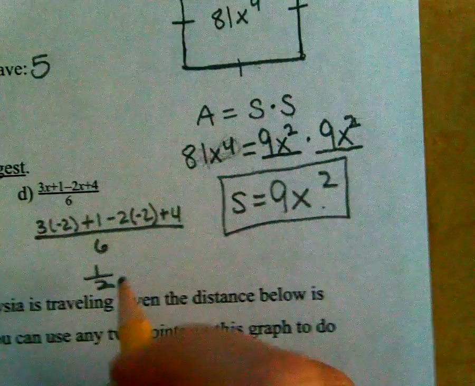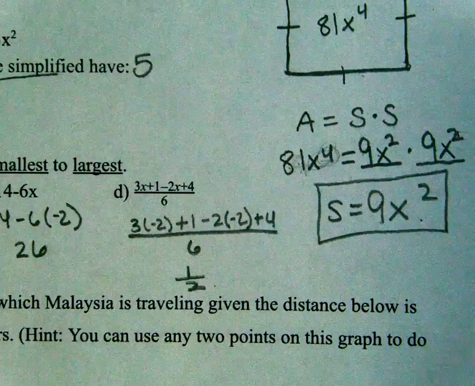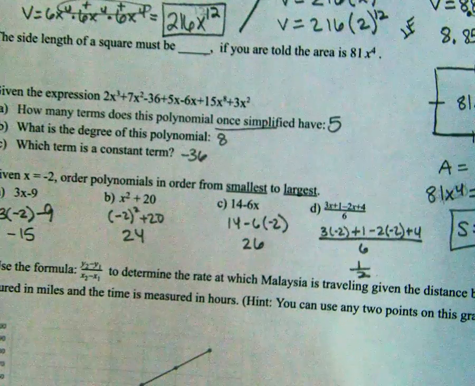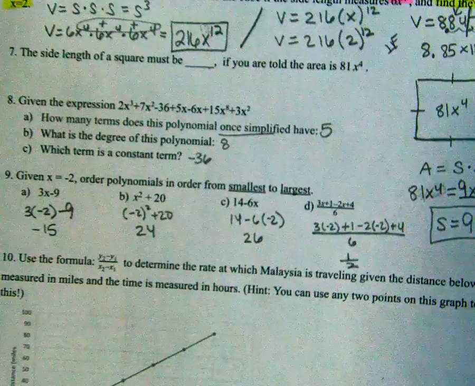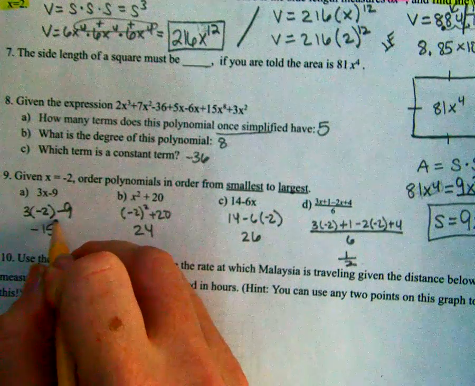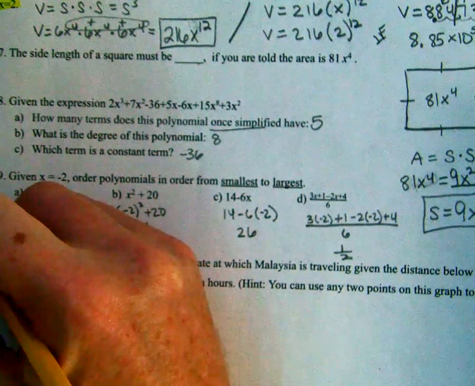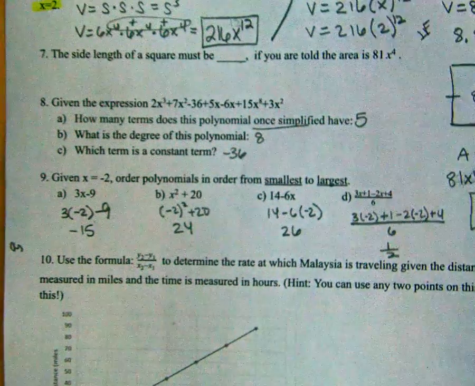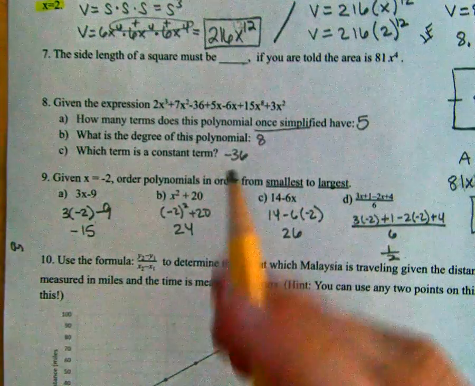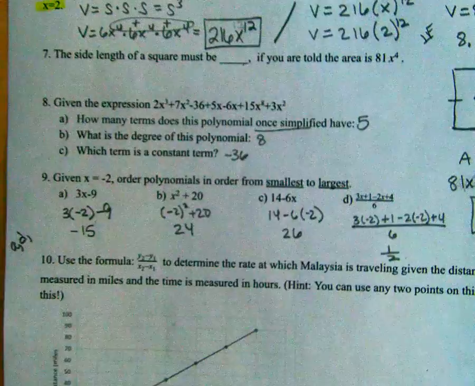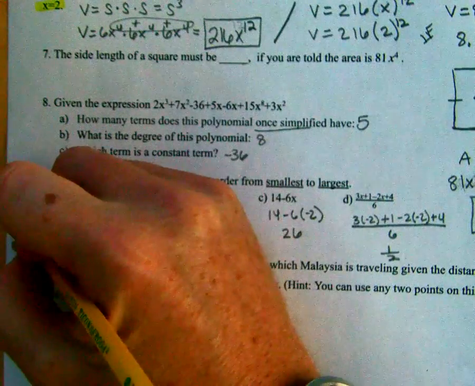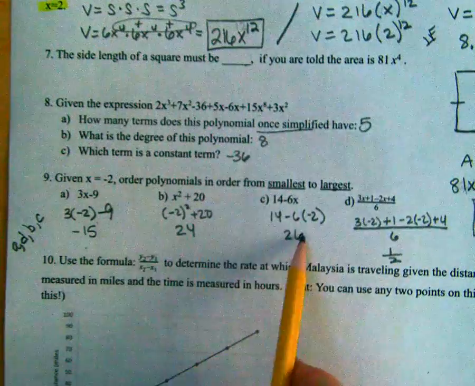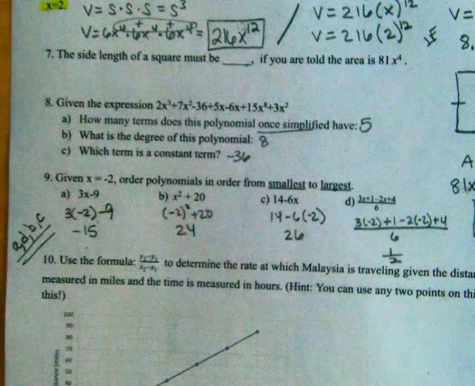Okay, so then if I'm going to order from smallest to biggest, let me zoom back out here, from smallest to biggest, that would be negative 15. So A would come first. Next smallest would be D. Next smallest would be B. And next would be C. So negative 15, 1/2, 24, 26 in that order. Okay.